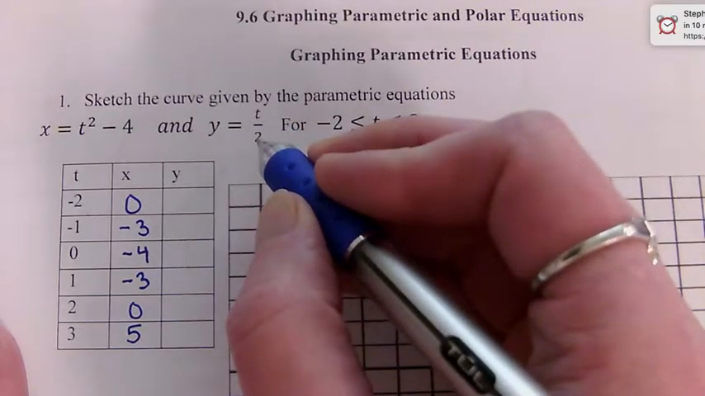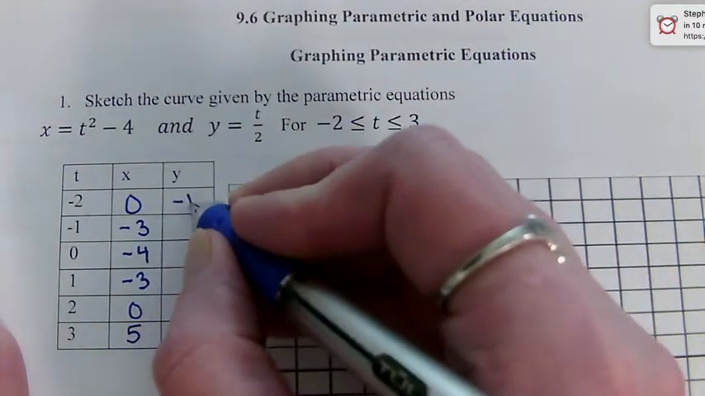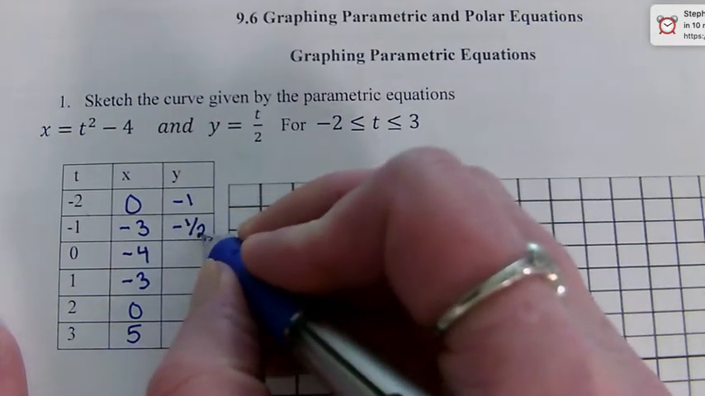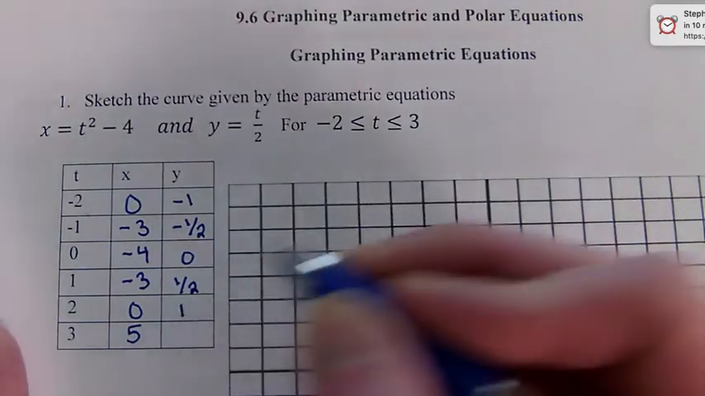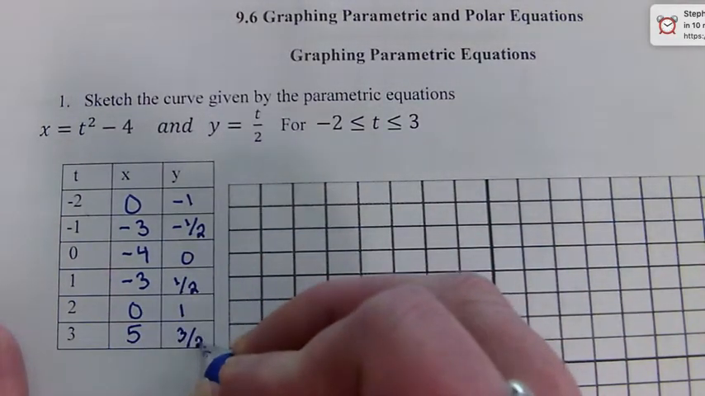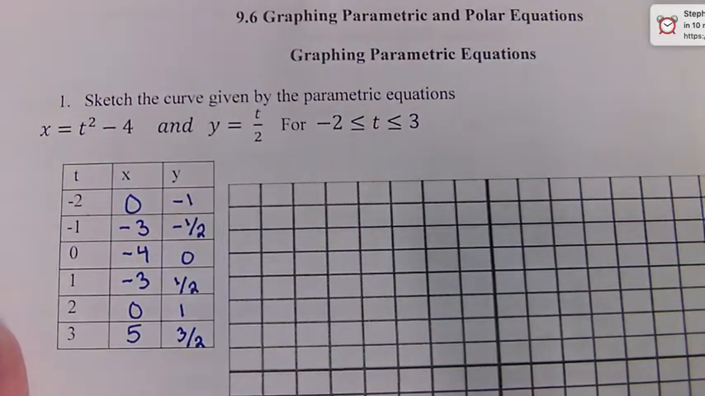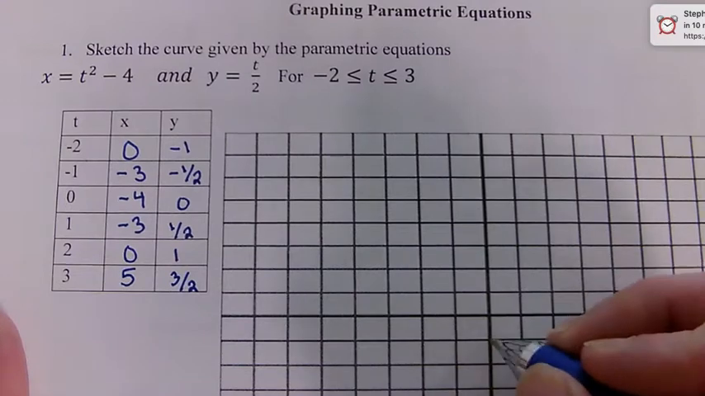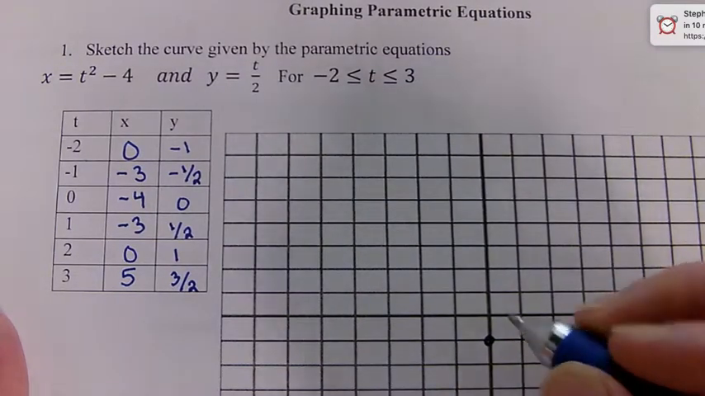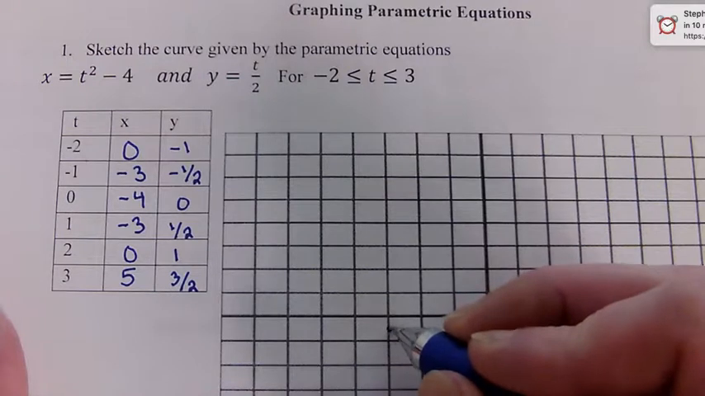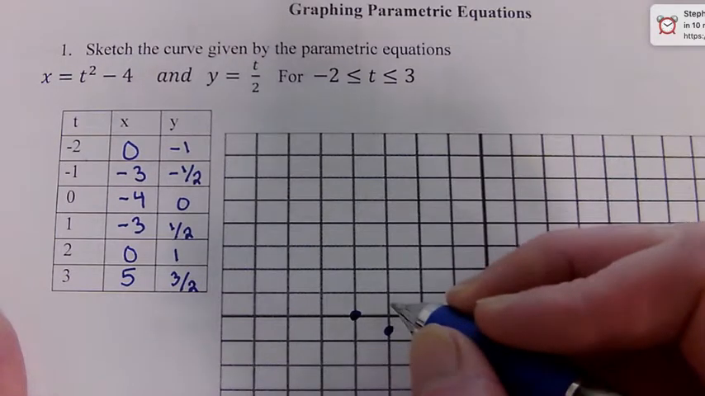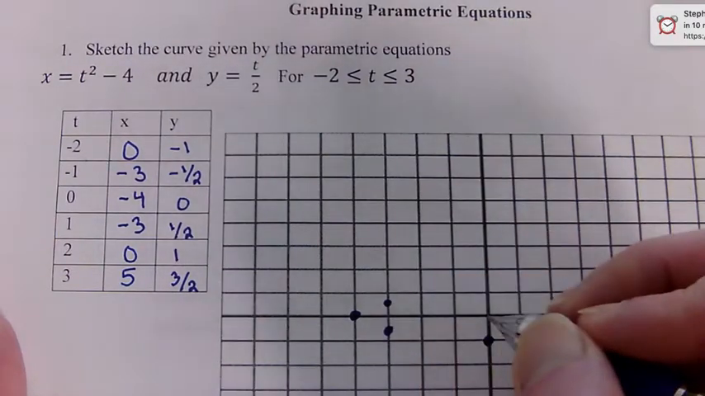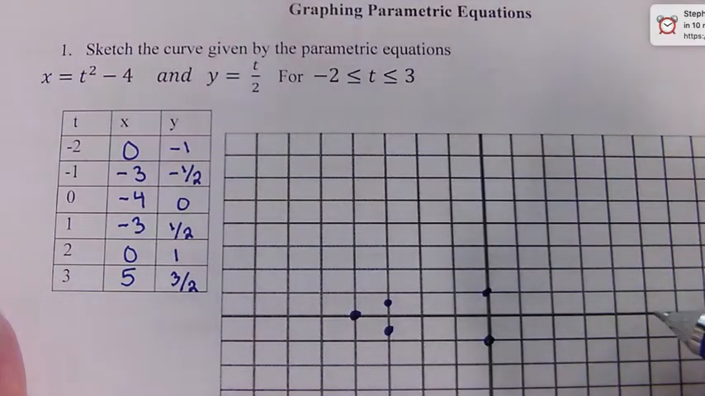Y equals t divided by 2. So -2 divided by 2, -1 divided by 2, 0 divided by 2, 1 divided by 2, 2 divided by 2, and 3 divided by 2. So what we're going to do is just plot these points. 0, -1, -3, -1/2, -4, 0, -3, 1/2, 0, 1, and then 5, 3/2.